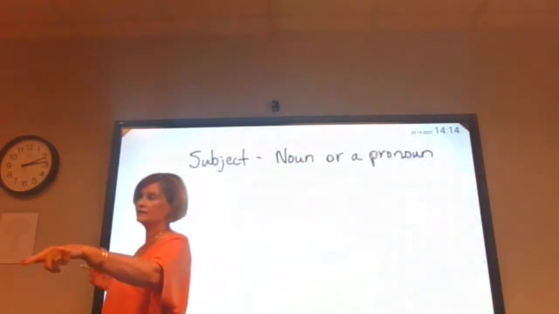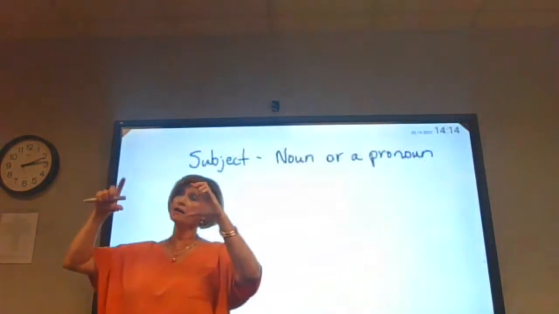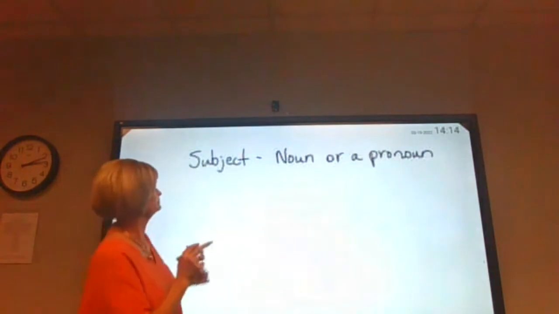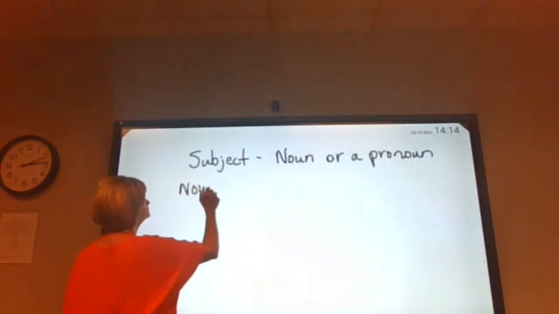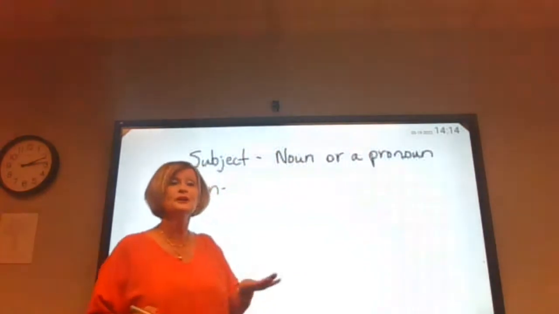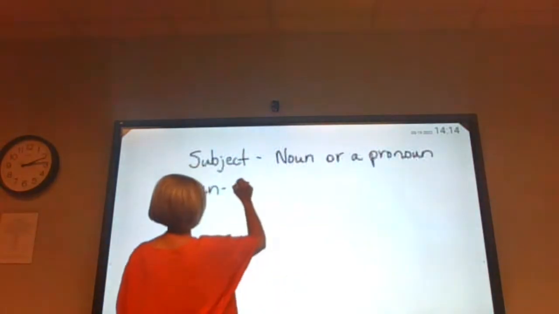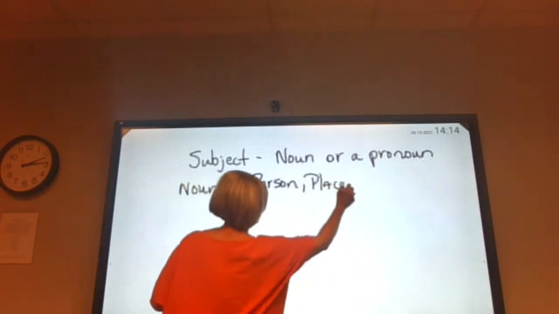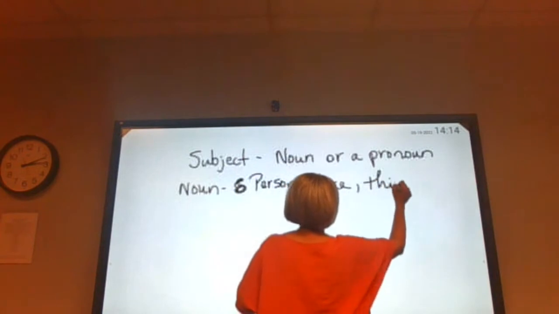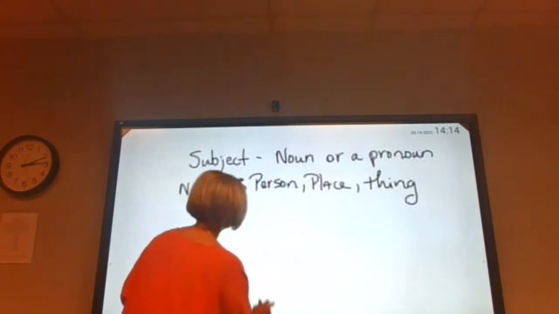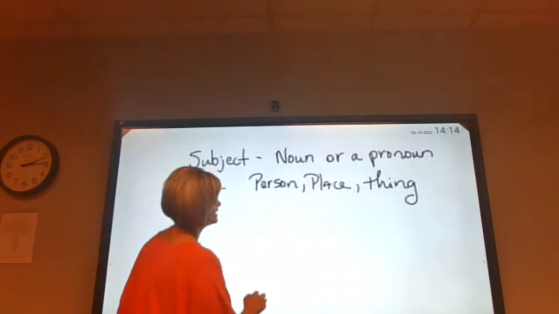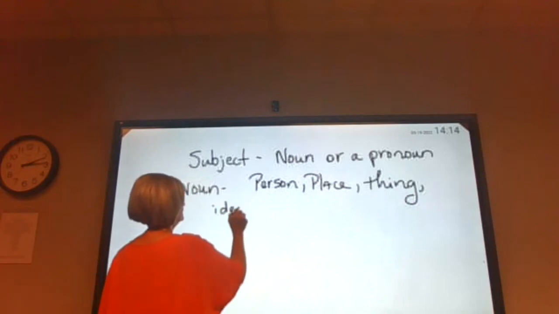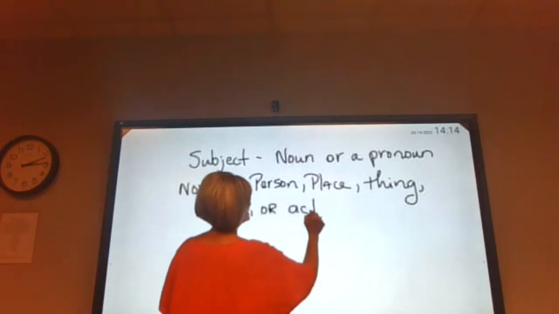Can you find the indefinite pronoun info box? I can't remember what page it is. But let's look at a noun first. And we've learned this from grade school up. A noun is always a person, place, thing. And I find most people know that, because we've learned it forever. But we're going to add to it a little bit and add idea or activity.